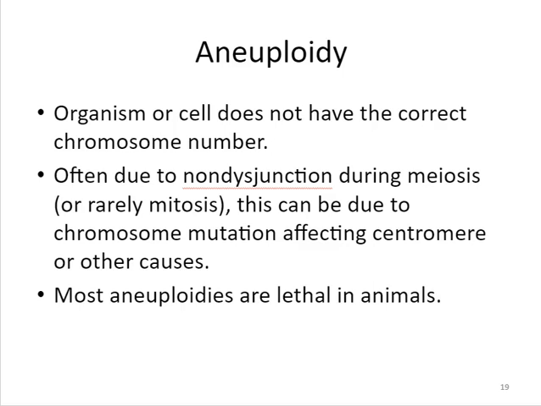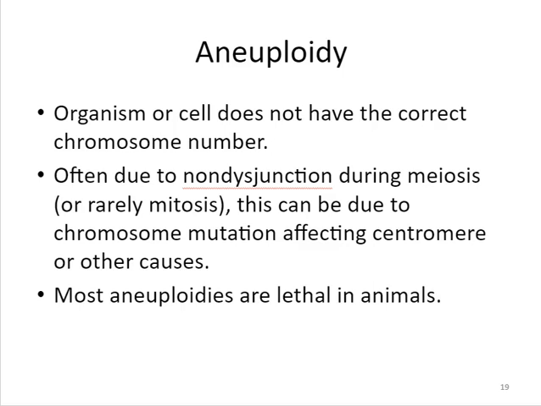Aneuploidy means that an organism or a cell does not have the correct chromosome number or count. So "an" and "u": "an" is a prefix that means not, and "u" means true. So it's saying not true ploidy. That's what the word can be broken down to.